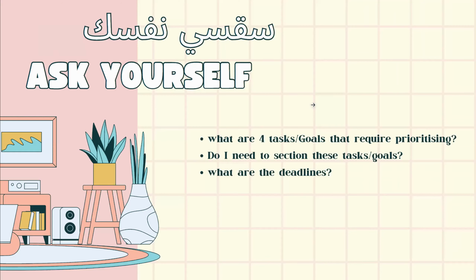So try to think about it. What are your goals that require prioritizing? And then from these goals, try to see what are the tasks that go into each goal, and then the deadlines that you need to work with.